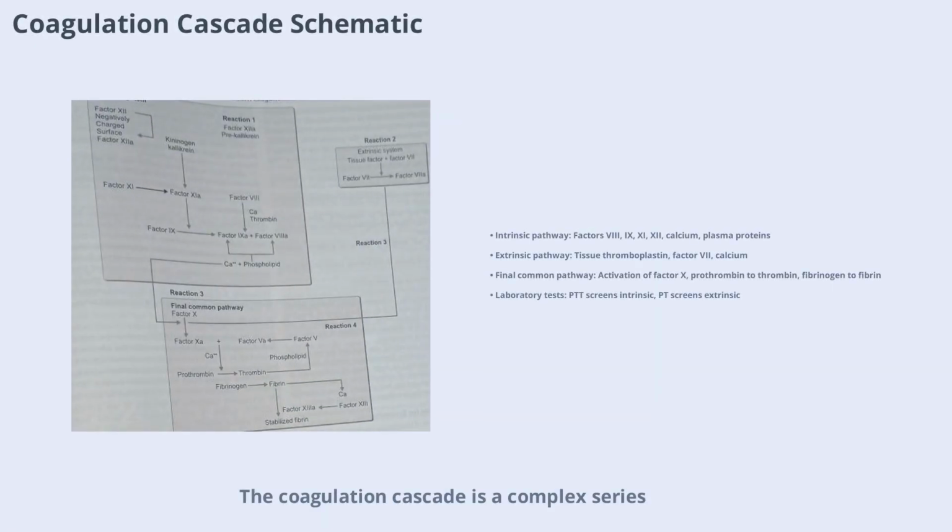The coagulation cascade is a complex series of reactions involving intrinsic and extrinsic pathways. The intrinsic pathway includes factors VIII, IX, XI, and XII, along with calcium and plasma proteins. The extrinsic pathway is initiated by tissue thromboplastin, forming a protease complex with factor VII and calcium, which activates factor X. The final common pathway involves the conversion of prothrombin to thrombin, which then converts fibrinogen to fibrin, stabilizing the clot. Laboratory tests such as partial thromboplastin time, PTT, and prothrombin time, PT, screen these pathways. Understanding this cascade is crucial for diagnosing and managing bleeding disorders.